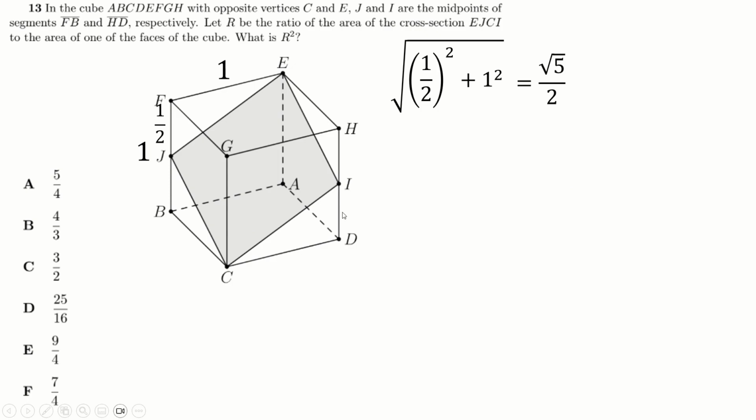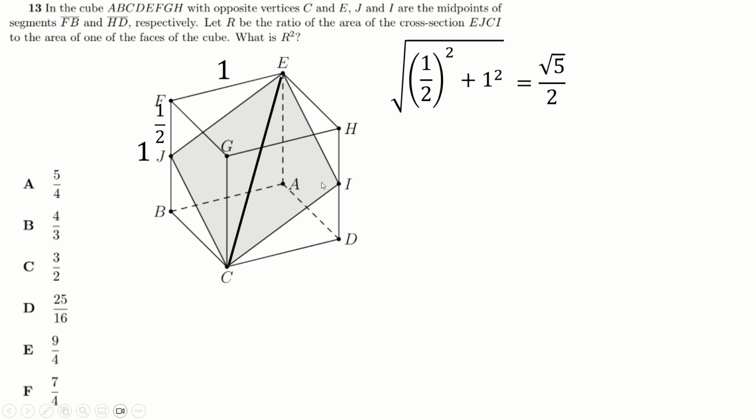Now it's very tempting to just say that the area of the grey square is root 5 over 2 times root 5 over 2 to make 5 over 4, and then the area of the face is 1, right? And so the answer is 5 over 4 over 1, which squares to 25 over 16, because they're asking for r squared. However, that's not quite right, because these angles here are not 90 degrees. This is not a square, it's a rhombus.